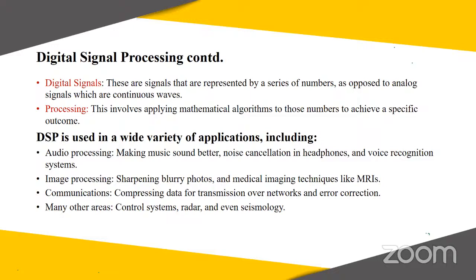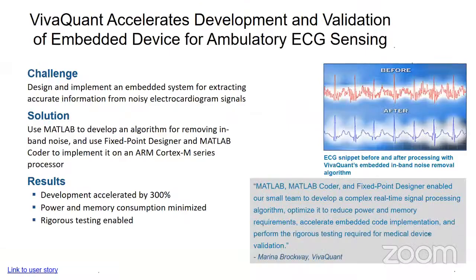In case of image processing, DSP can be used. Also for the communications part, like transmitting a signal from one end to another, different types of modulation techniques are required. We have to compress the data for transmission over the network, and error correction is also required. Also in control systems, DSP can be used. So this is one challenge.